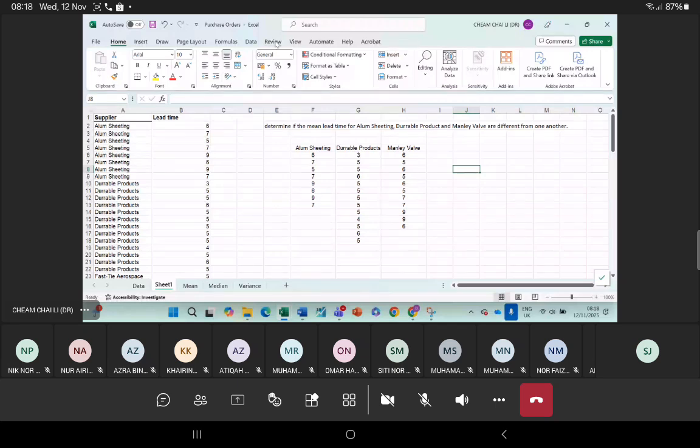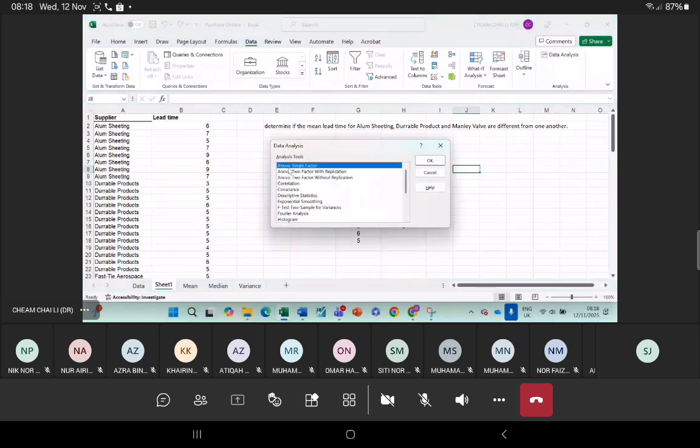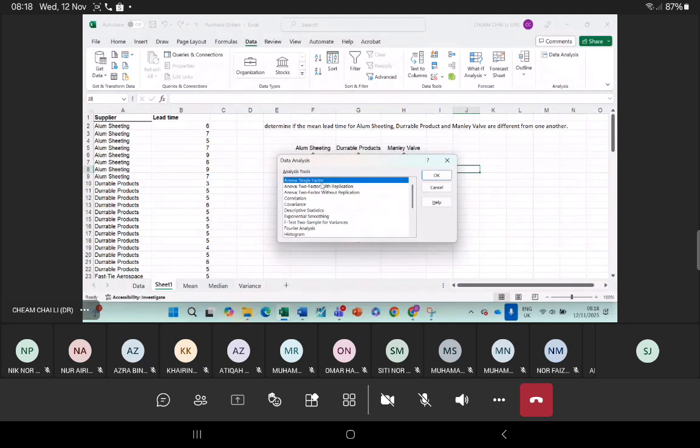Okay, next you go to data, click on data analysis, and this is ANOVA single factor. Why single factor? Because we only look at one variable, kan. So variable di sini adalah lead time, dan kita ada 3 group. That's why kita kena guna ANOVA, right?